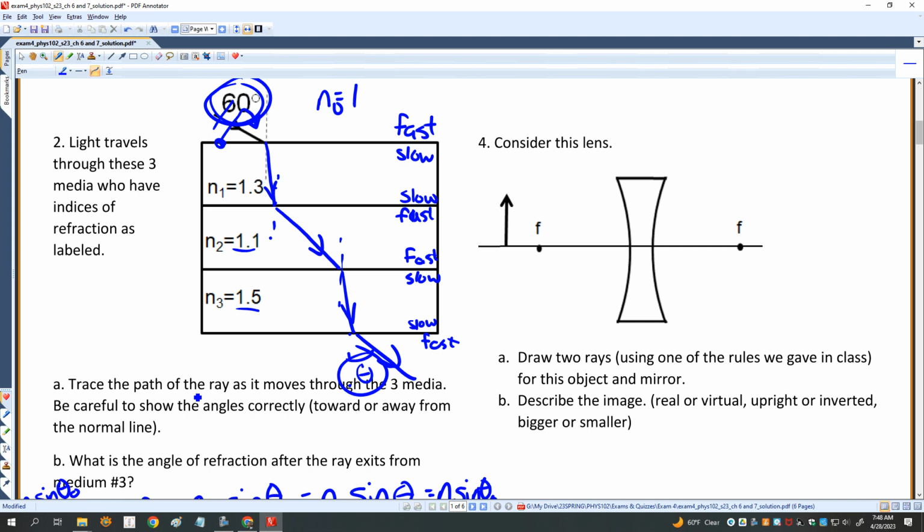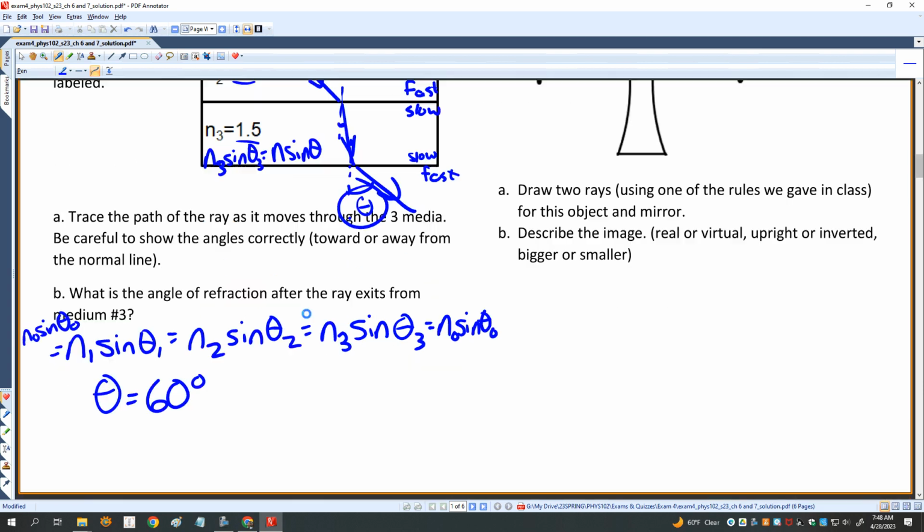You could have done this in a very difficult way, where you could have found this angle and this angle and this angle, but I'm not going to go through the laborious process of that. Some of you probably did, where you would have found what this angle is and then set up n3 sine theta 3 equals n sine theta and then solved that for theta. But that was completely unnecessary because you could have just said, well, it has to be 60 degrees, and that's what I would have preferred to do. Okay. All right.